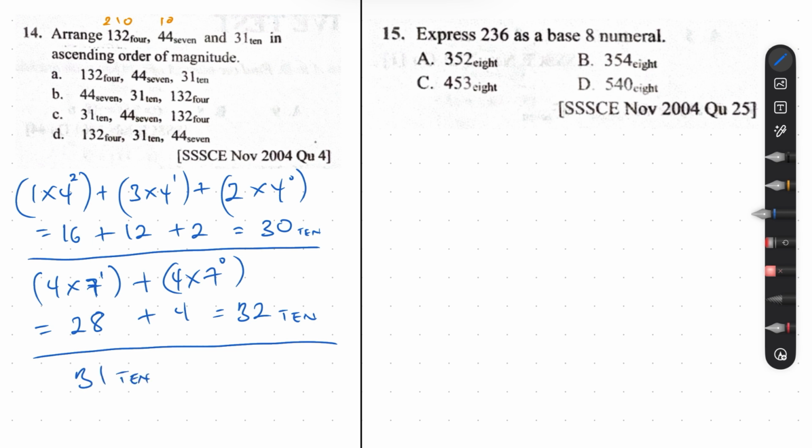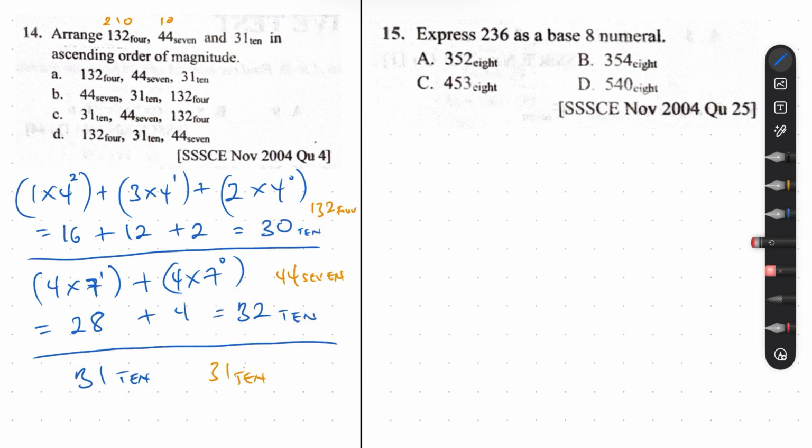So this one represents 132 base 4, this one represents 44 base 7, and this one is 31 base 10. It's already in base 10. So now we need to compare these.